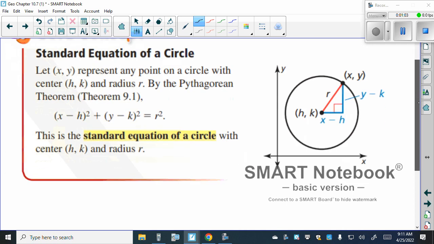But in general, the equation of a circle is given to us by the formula x minus h squared plus y minus k squared is equal to r squared, where the center is at the point h comma k, and the radius is r. So when we plug it into the formula, we'll square it. Any questions on this so far?